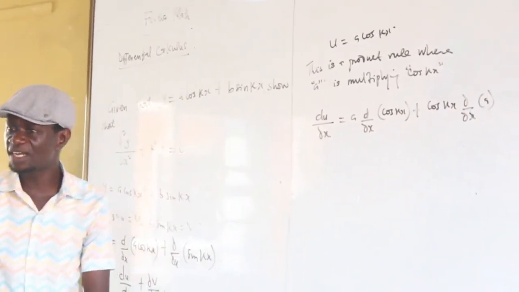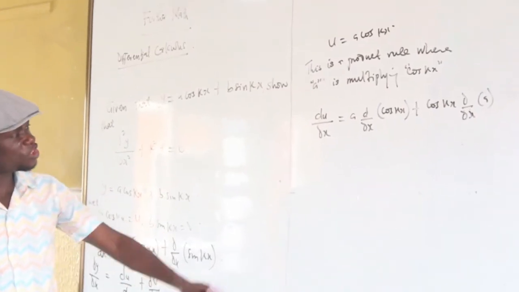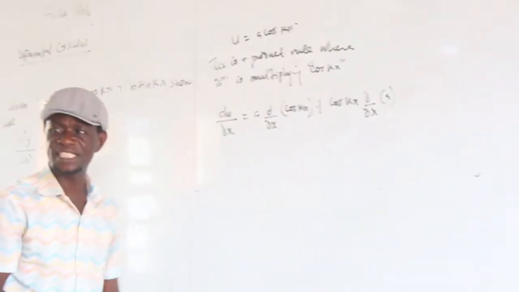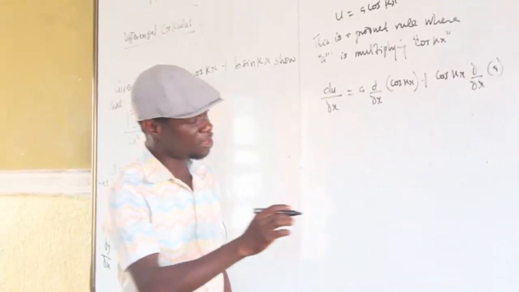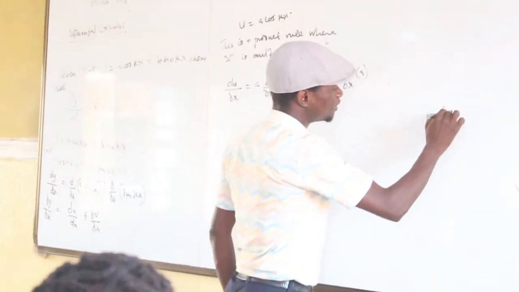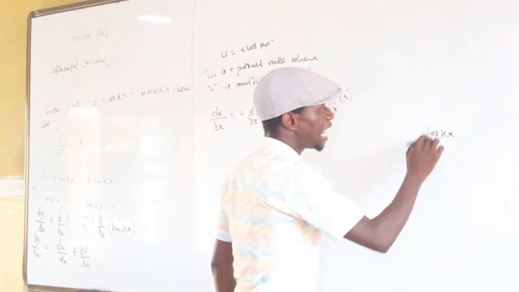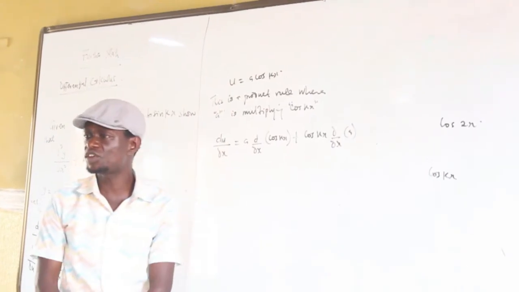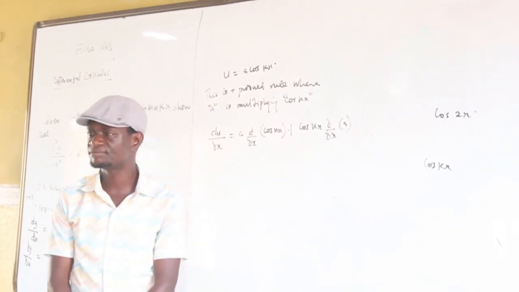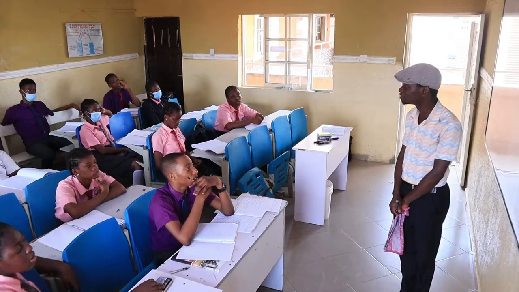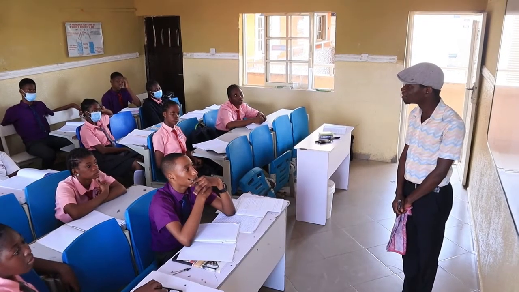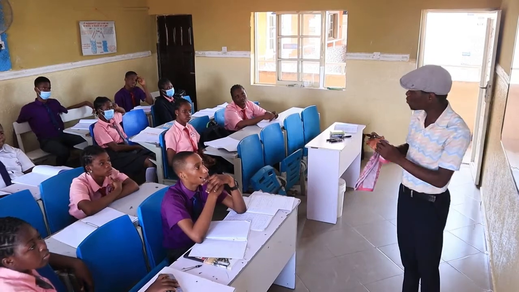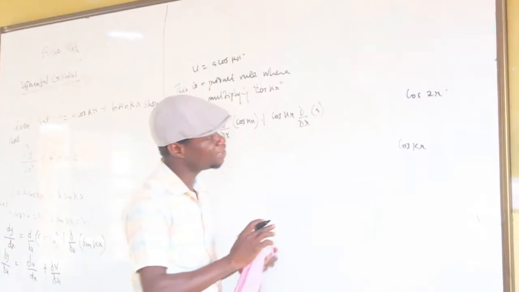Are you getting what we are trying to say? Yes, sir. Now let us quickly remind ourselves of something. We want to differentiate cos kx. It's like when you have cos 2x. If you want to differentiate cos 2x, what does it give us? Minus sin... That is where we have some of the challenges. It means we are still struggling with this.